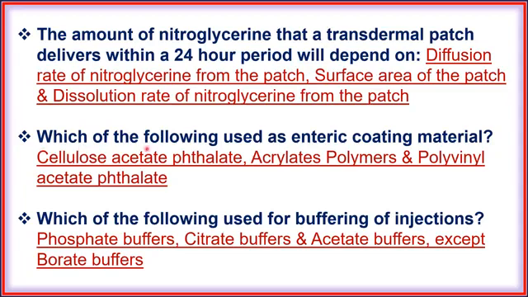Next, which of the following used as enteric coating material? Cellulose acetate phthalate, acrylate polymers, and polyvinyl acetate phthalate. Next, which of the following used for buffering of injections? Phosphate buffers, citrate buffers, and acetate buffers, except borate buffers.